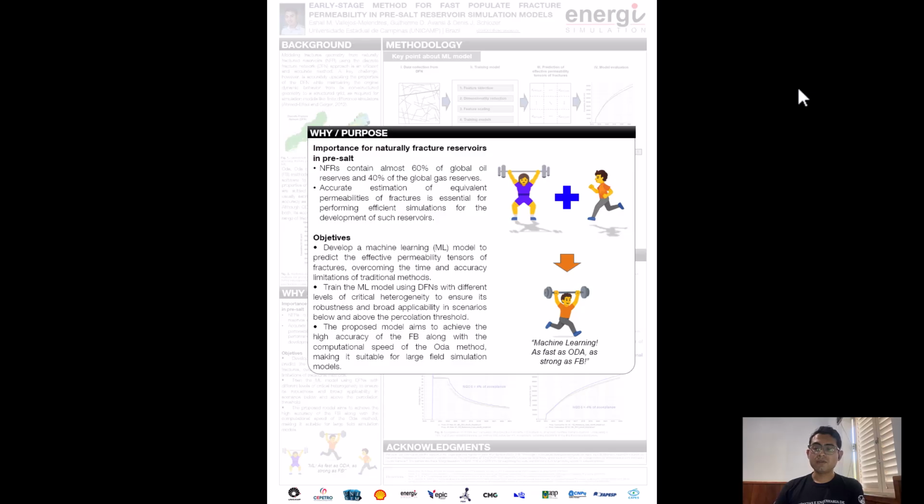Finally, our proposed model aims to achieve the higher accuracy of flow-based methods along with the computational speed of the ODA method, making it perfect for large-scale field simulation. In short, we are developing a machine learning method that's as fast as ODA but as accurate as flow-based. So how are we going to do this?